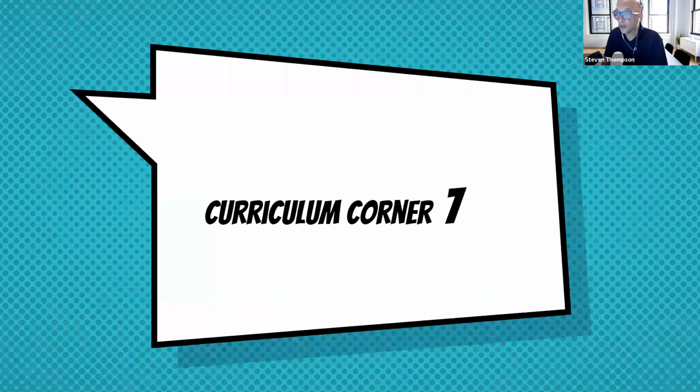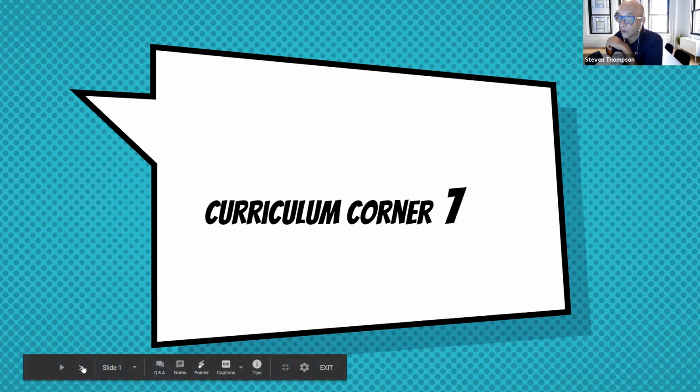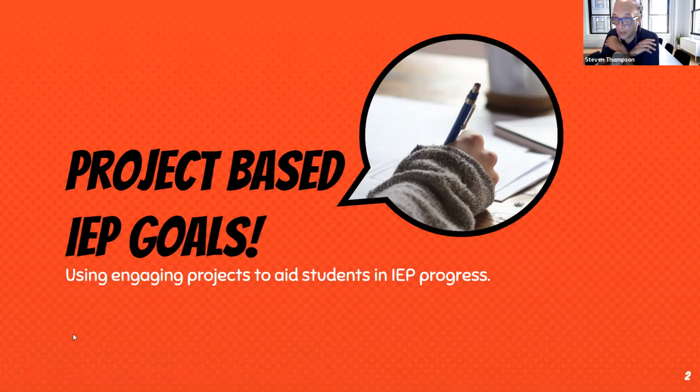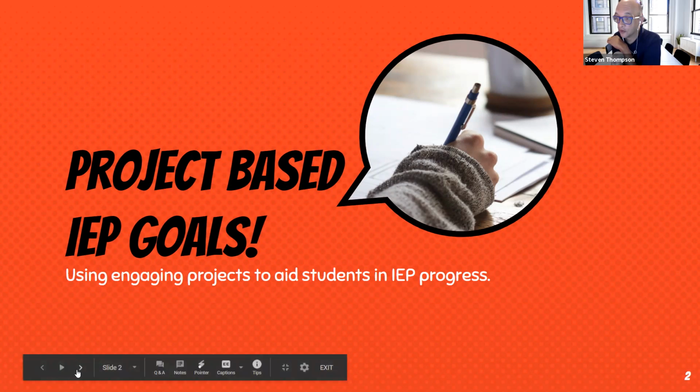Good morning. Welcome to Curriculum Corner number 7, where we're going to take a deep dive into student IEP goals and IEP progress. All right. We are currently doing a series on project-based IEP goals. And what we want to do in this environment is use engaging projects to aid students in IEP progress. So in this opportunity where we are at distance, we have the opportunity to explore projects to help students in their IEP progress. All right, let's jump right into it.